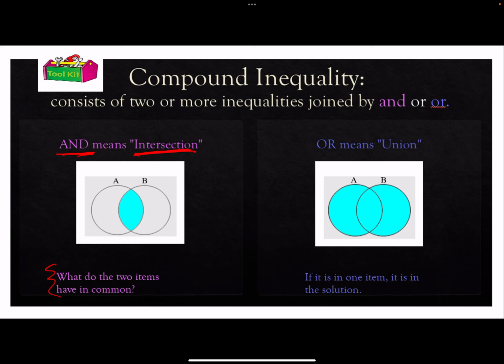If I were to draw a Venn diagram, let's say I have A and B, it's what do they have in common? Where do they intersect? That's the key word I think you need to remember when you're solving and graphing compound inequalities. So and means where do they intersect? Where is A and B? A and B is in this middle or intersecting part here that we have shaded blue.